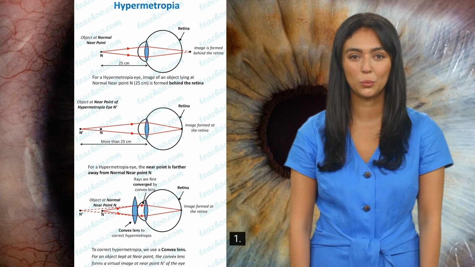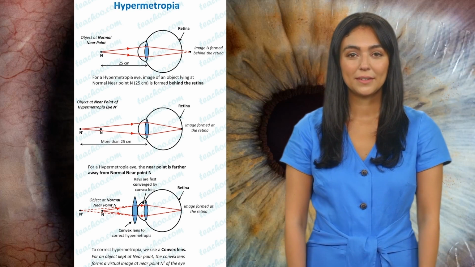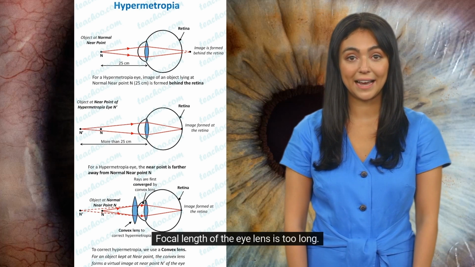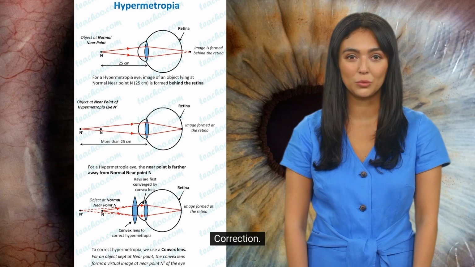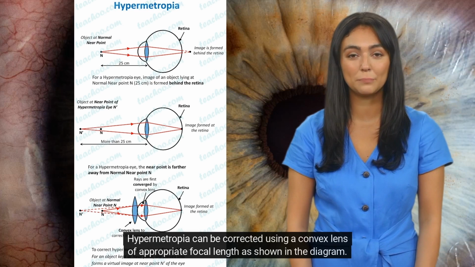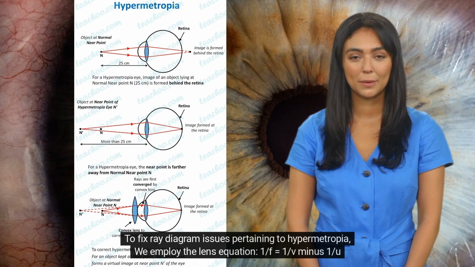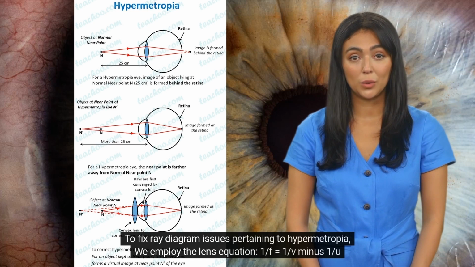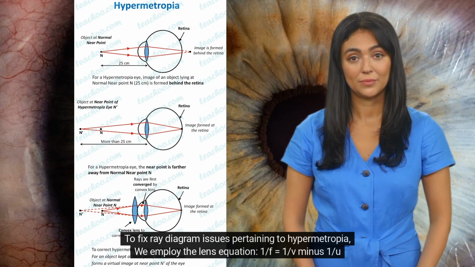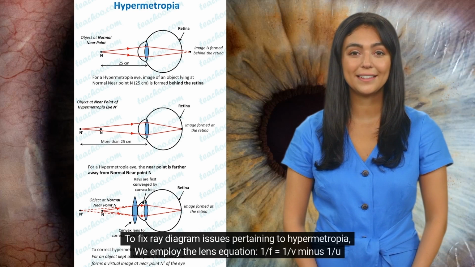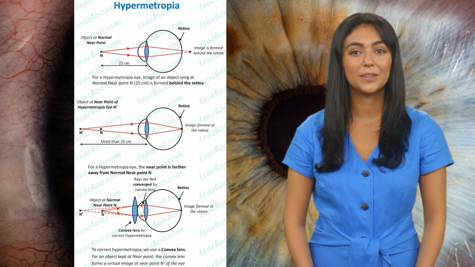Causes. 1. Eyeball is shortened. 2. Focal length of the eye lens is too long. Correction. Hypermetropia can be corrected using a convex lens of appropriate focal length as shown in the diagram. To fix ray diagram issues pertaining to hypermetropia, we employ the lens equation, 1/f equals 1/v minus 1/u.